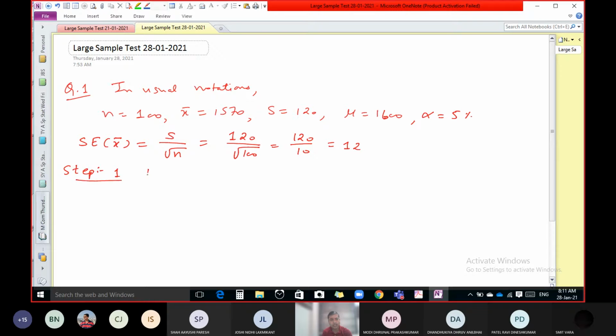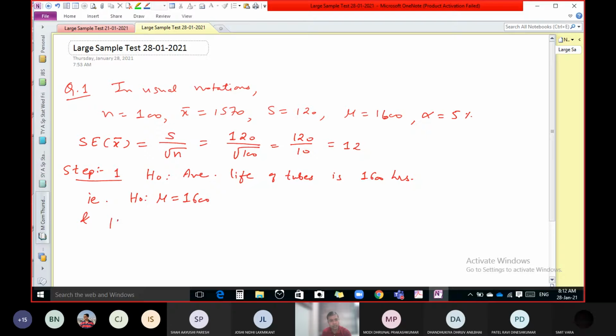What will we write here? Step 1, H naught: the average life of the fluorescent tube light is 1600 hours. Average life of tubes is 1600 hours. That is our H naught. That means you can write H naught is mu equal to 1600. So you can say that the sample has been drawn from the population with the average life of 1600 hours. That is our H naught, mu equal to 1600.